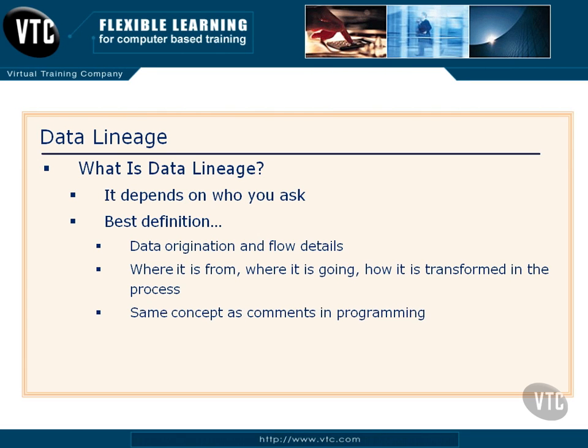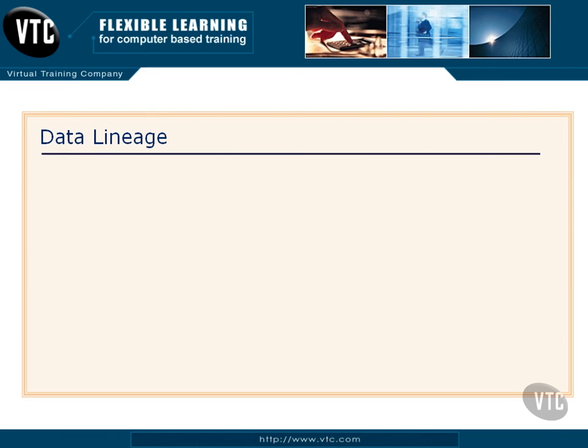So the best definition: where is it from, where is it going, and how is it being transformed in the process? Now, this is the same concept as using comments in programming. If you've ever done any programming, you know you put the two slashes or the two dashes, and you can write your own little notes amongst your code. It doesn't compile. It turns a different color, usually green, but you can leave yourself little notes. This is a note to self. This is the same thing data lineage is. We're just putting our notes in our data tables, in the row, in their own column, so that we can come back to it.